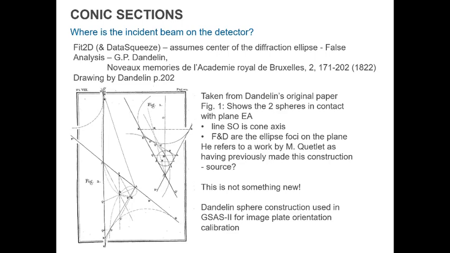And this is his figure from 1822. And basically what he does is, here's the plane that you're interested in. This is the detector plane. And if you construct two spheres, this one, which is below the plane, contacts the diffraction cone and the plane. Here's another sphere, which also contacts the diffraction cone and the plane, and the centers of these two spheres define the beam. It's simple. And the rest of it is just trigonometry.